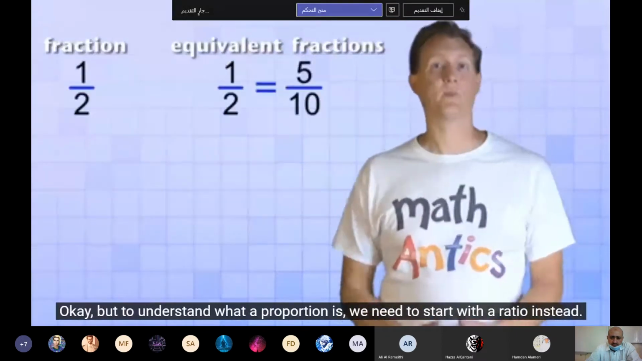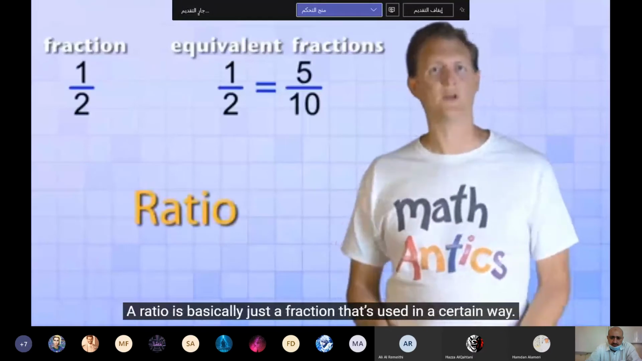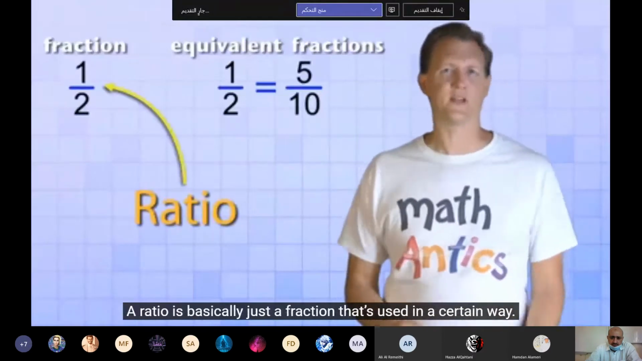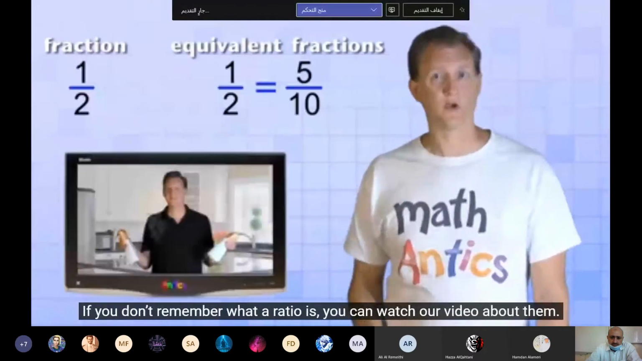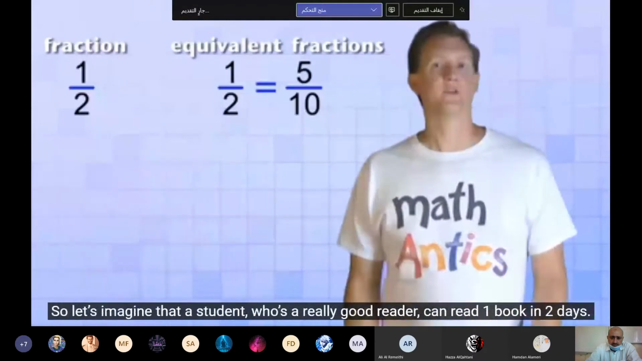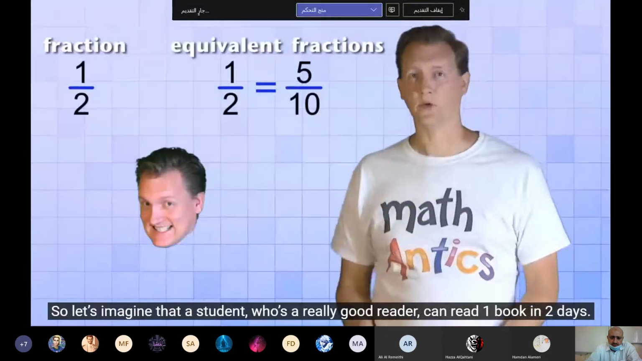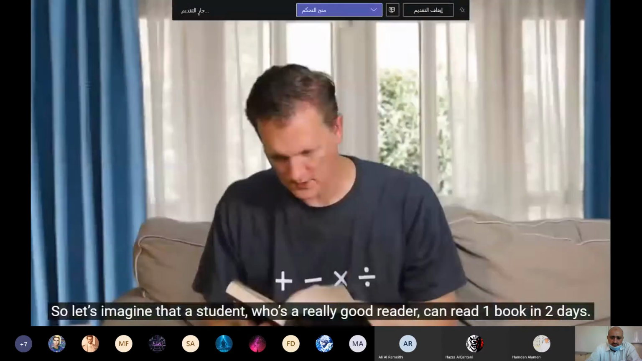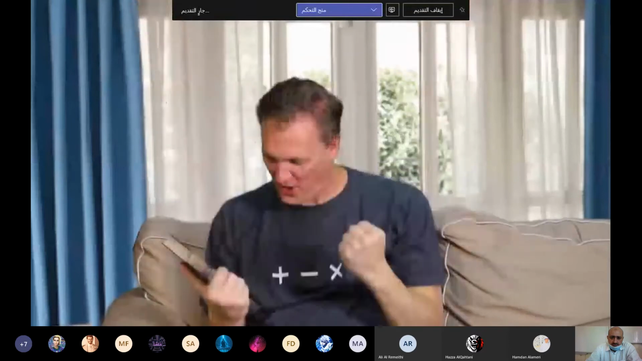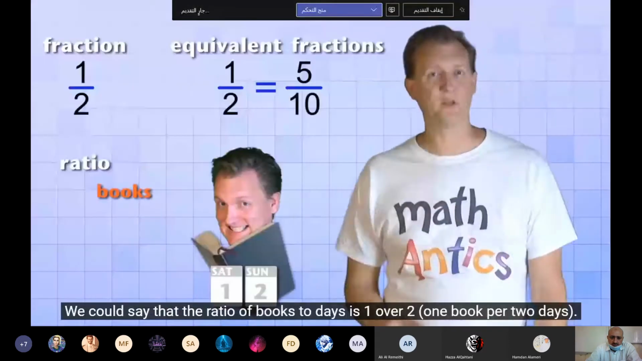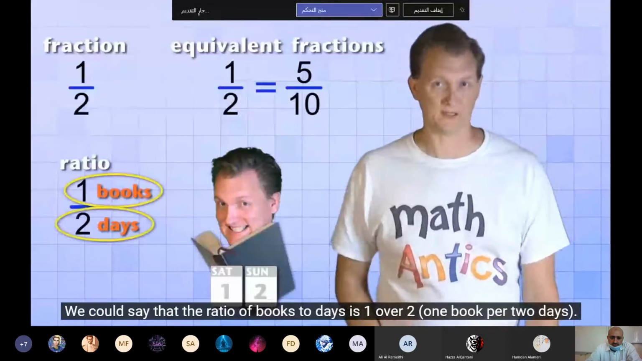Okay, but to understand what a proportion is, we need to start with a ratio instead. A ratio is basically just a fraction that's used in a certain way. If you don't remember what a ratio is, you can watch our video about them. So let's imagine that a student who's a really good reader can read one book in 2 days. We could say that the ratio of books to days is 1 over 2. One book per 2 days.